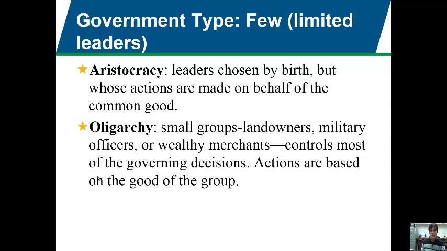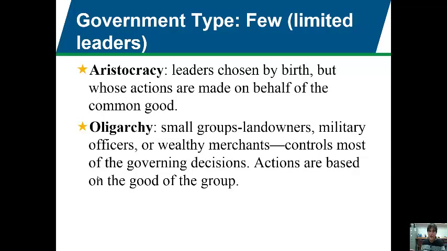Aristocracy is where leaders are chosen by birth, but whose actions are made on behalf of the common good. It used to be that if you were born into the royal family or the noble family, you were to be a leader later on. These leaders were simply chosen by the fact that they were the sons and daughters of the king or the queen or the noble family in general. Generally the aristocrats tried to work for the common good for the most part, but definitely those in the inner circle of the noble family were the ones that were favored. So that's the example of the aristocracy.